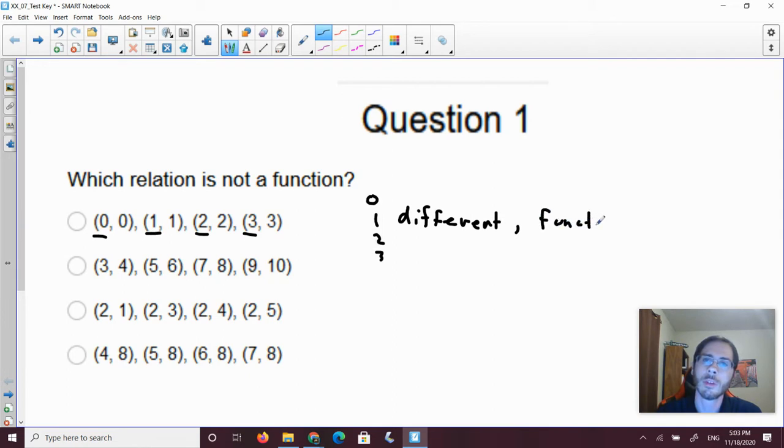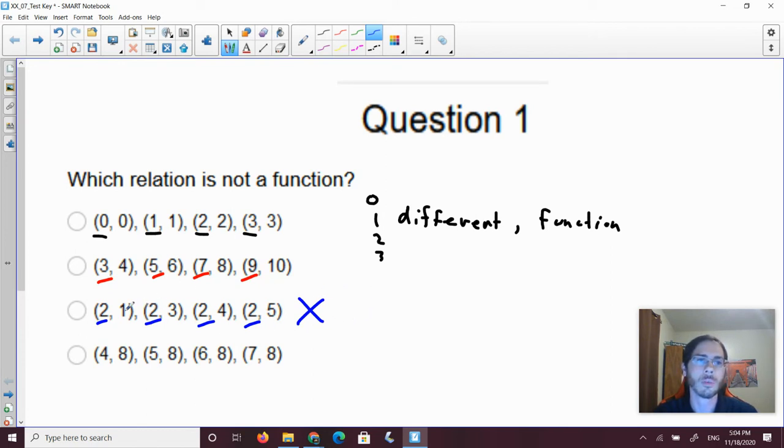Because the only time we would not have a function is if we had two of the same x's and they led to different y's. So if we look at the second one, 3, 5, 7, 9, those are all different again. So that means that's a function also. The third one, here we got 2, 2, 2, 2. Since those are all 2's, that's going to be the one that's not a function. That one's just a relation.